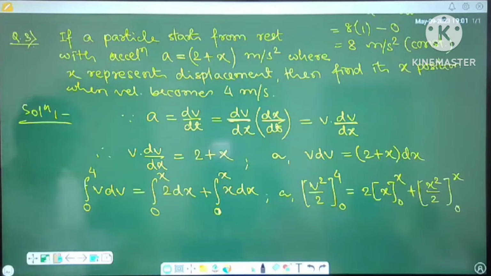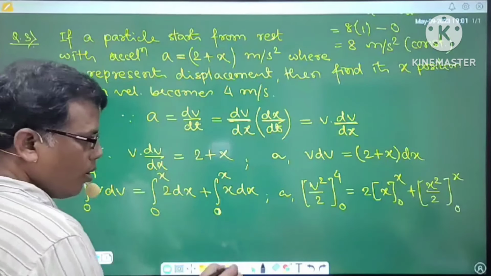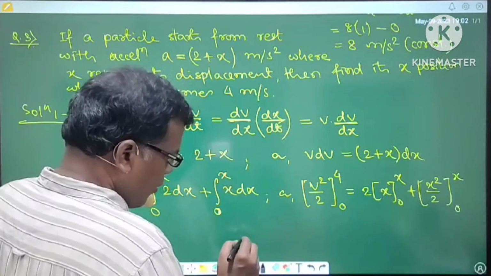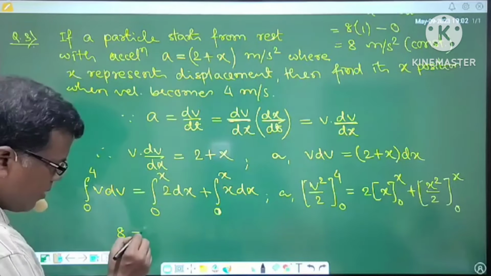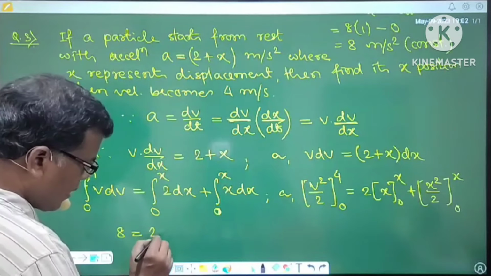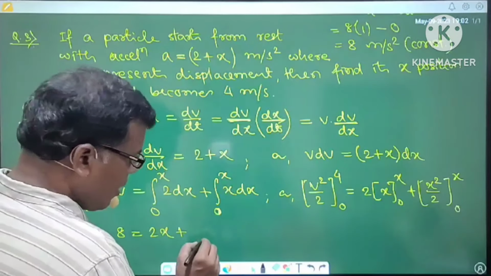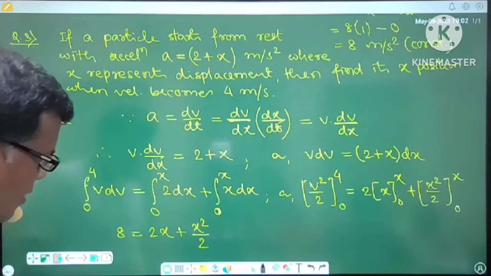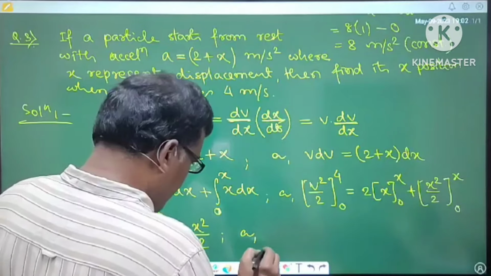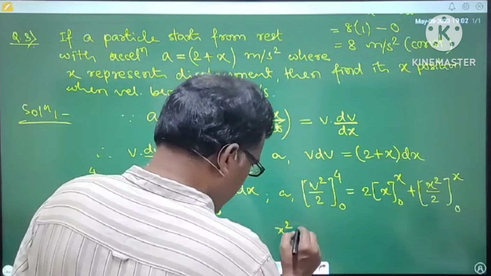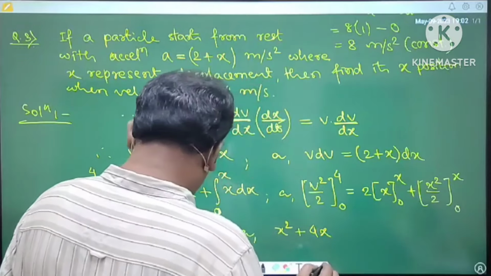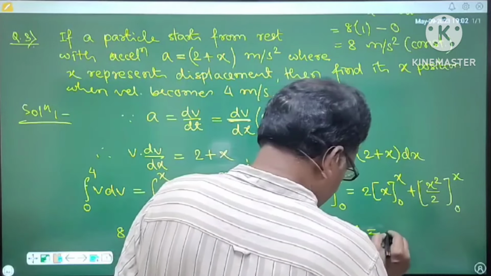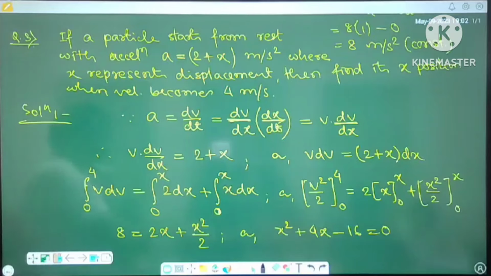Okay, so v এর ভ্যালু বসিয়ে দিলে 4 square by 2, that is 16 by 2 is 8, that is equal to 2x plus x square by 2. So we are getting it as a quadratic in x. We can simplify it further, writing it as x square plus 4x minus 16 equals to 0. Yes or no? We can finally simplify it as x square plus 4x minus 16 equals to 0.